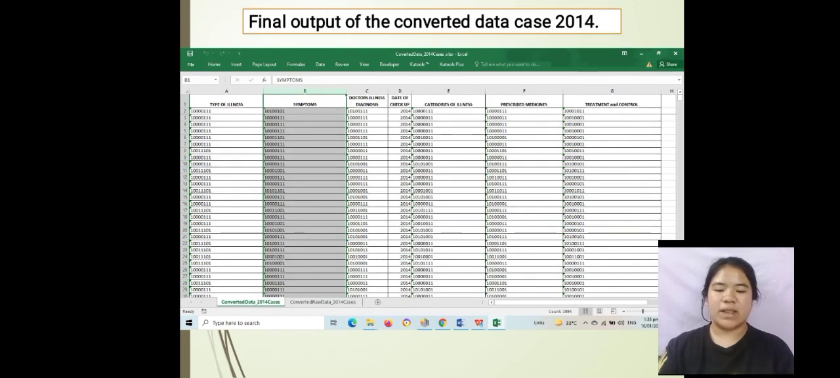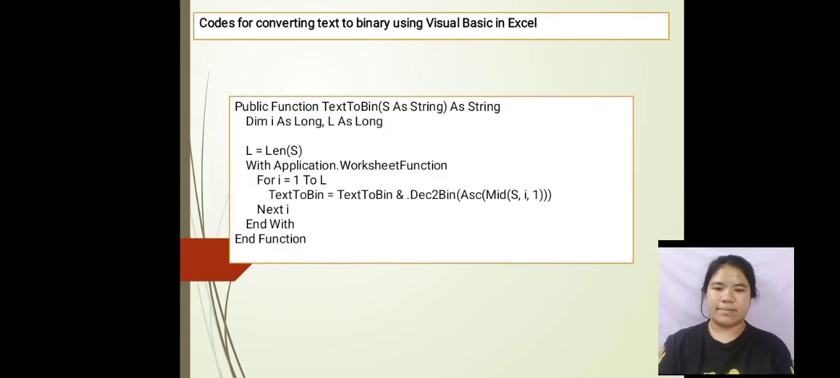And this is the final output of the converted data case 2014. This is the code for converting text to binary using Visual Basic in Excel.